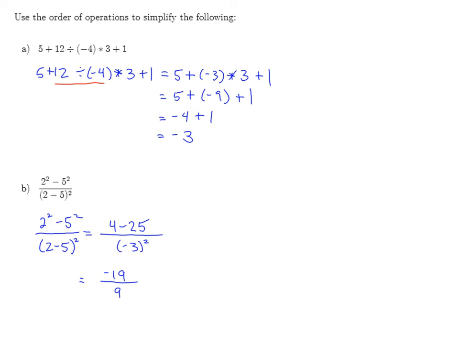We could keep that as negative 19 over 9, or we could write it as the negative of 19 over 9. Noting that 19 is prime, that fraction won't simplify any further.